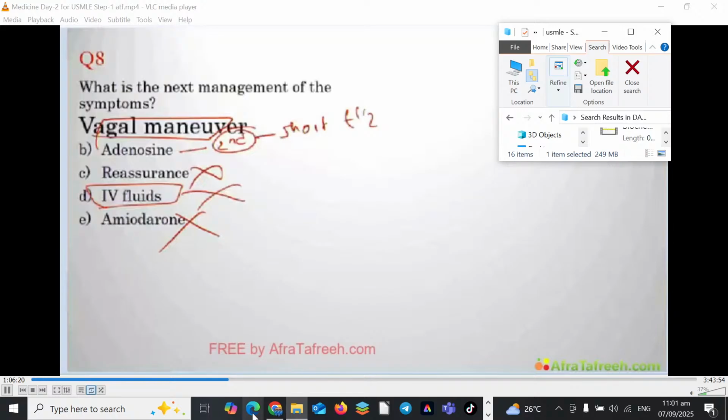So that's why you cannot use amiodarone in case of atrial fibrillation, because it is so fast and it is for a prolonged period of time. So you cannot just give a drug like adenosine, because it will have no effect. So that's why vagal maneuver is used in supraventricular tachycardia.